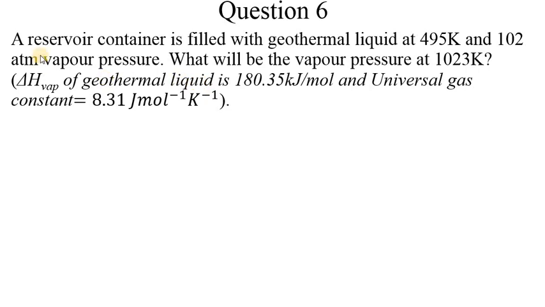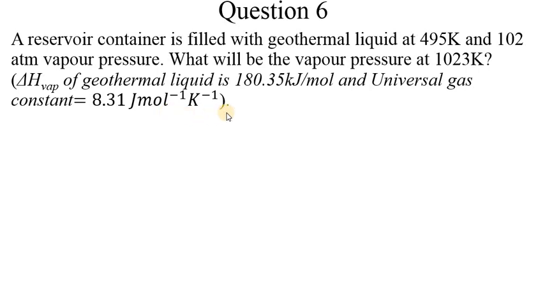Question 6. A reservoir container is filled with geothermal liquid at 495 Kelvin and 102 atmospheres vapor pressure. We are talking about the concept of vapor pressure here. What will be the vapor pressure at 1023 Kelvin, given the enthalpy of vaporization of geothermal liquid as 180.35 kilojoules per mole and the universal gas constant as 8.31 joules per mole per Kelvin?